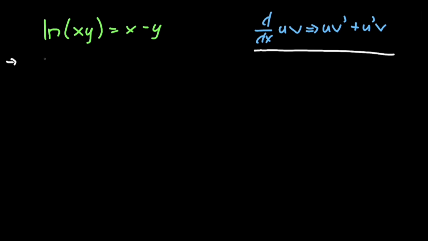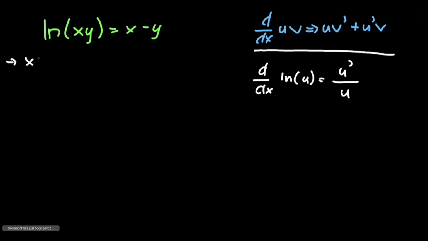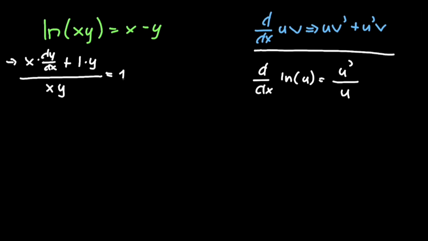Let's try a logarithmic example. Derivative of natural log of x multiplied by y equals x minus y. Derivative of natural log of u is u prime over u. In this case, x multiplied by y is u. But since x multiplied by y is a product, we will use product rule first. So x multiplied by dy/dx plus 1 multiplied by y, over u, which is simply xy, equals derivative of x is 1 and derivative of y in this case is dy/dx.